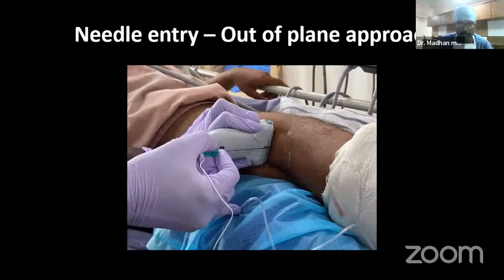Coming on to the out of plane approach, this picture shows the needle entry point for out of plane approach. Usually there will be a black mark in the high frequency linear transducer. That corresponds to the center of the footprint, and to the center of the screen also. So always keep the area of interest, the sciatic nerve, in the center of the screen and pick in the black mark. In out of plane approach, again this patient is in the lateral position.